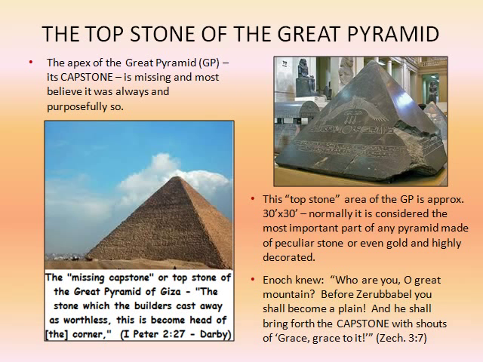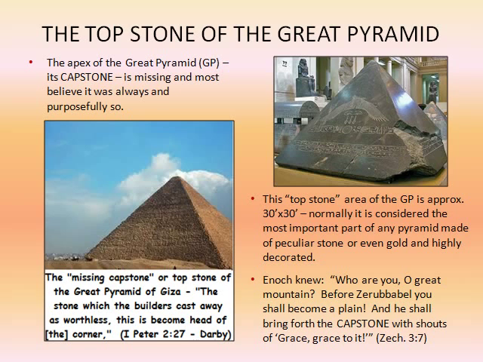The top stone of the Great Pyramid. The apex of the Great Pyramid, that is the GP, is called its capstone. It is missing, and most believe it was always missing, and purposefully so. The missing capstone, or topstone, of the Great Pyramid of Giza, the stone which the builders cast away, disallowed as worthless, this very capstone has become the head of the corner. 1 Peter 2:7, from the Darby translation.